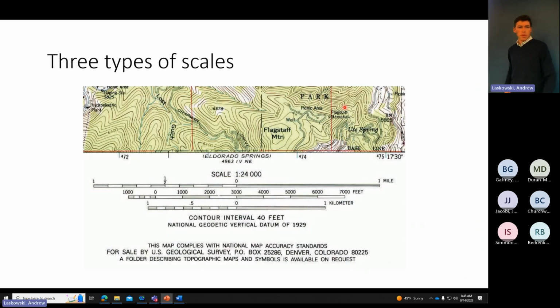So there are 3 types of scales. Here's a typical US Geological Survey topographic map. And we've got our fractional scale here. It can be called a fractional scale or a representative fraction scale, RF scale. We have a graphic scale bar. And we also have what's referred to as a verbal scale.